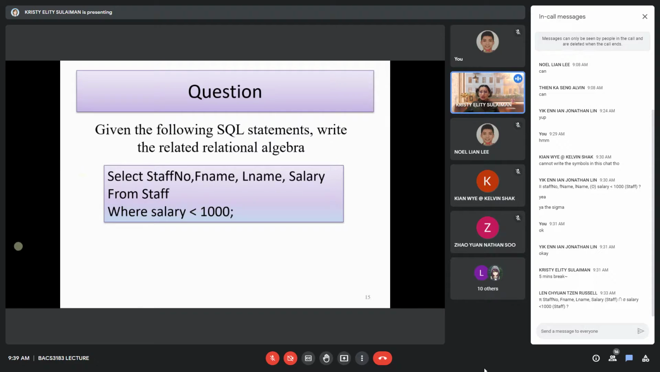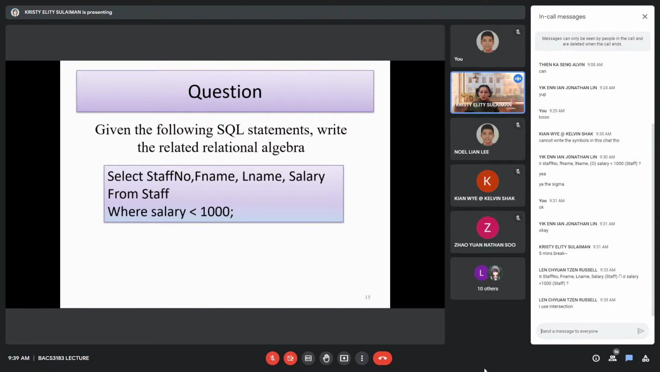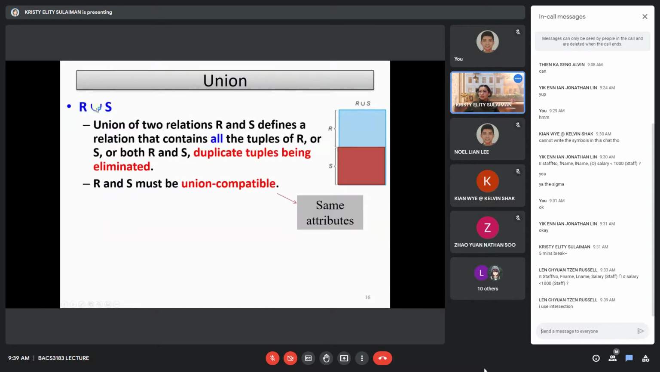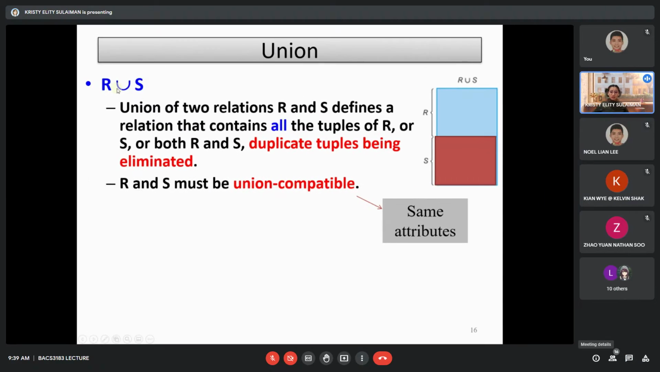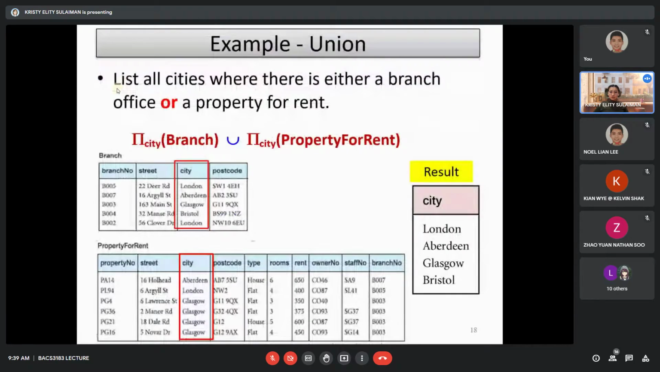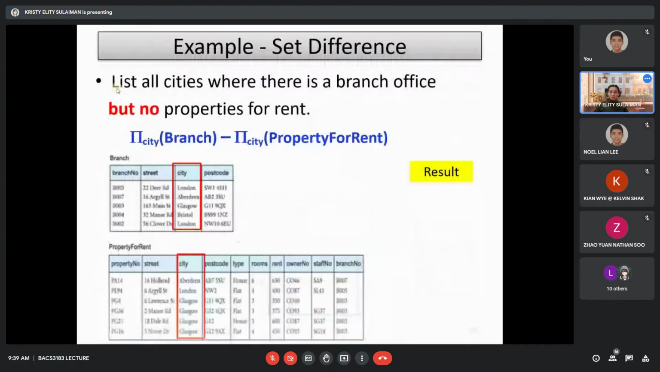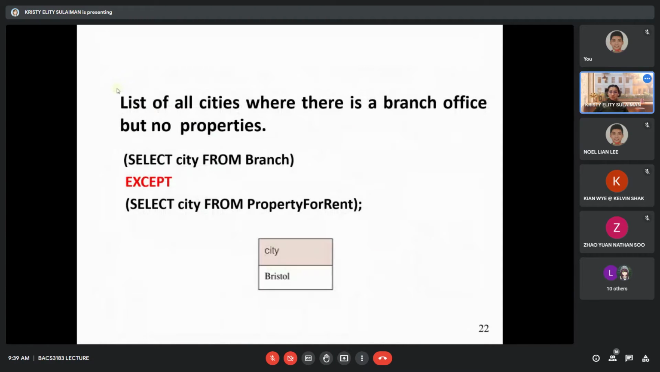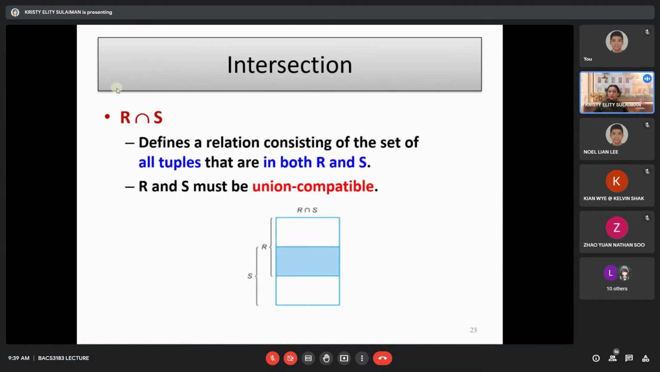So actually, we will look at the next one, the intersection. Oh yeah, union is like this. Sorry, I messed up the symbol. So this one is union, and later we look at intersection. I think we have intersection later on. Okay, so thank you, Russell. So intersection, this one.